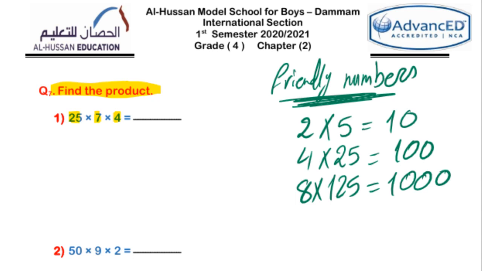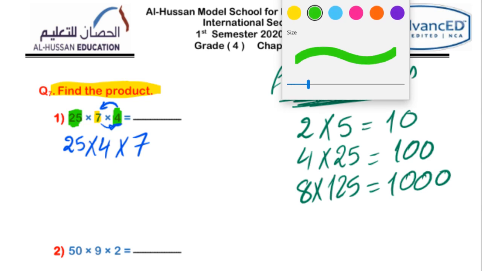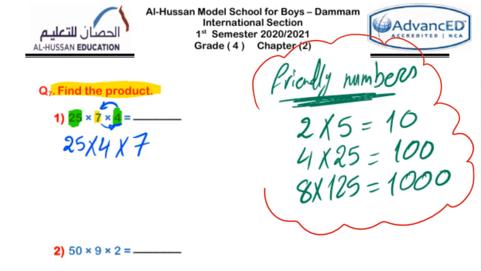Okay, guys, let's see here. We have here 25 and 4, right? If you see friendly numbers, you have to put them next to each other, right? So let's rewrite it here. It will be 25, put it as the same, and 4. Let's change the places as you see here. So 4 will be here, and 7 will be here. Okay, after that, Abdullah, what are we going to do? Abdullah, are you still with me? Multiply 25 and 4, because they are friendly numbers. If you see friendly numbers, you have to multiply them first. So 25 multiplied by 4 equals what?